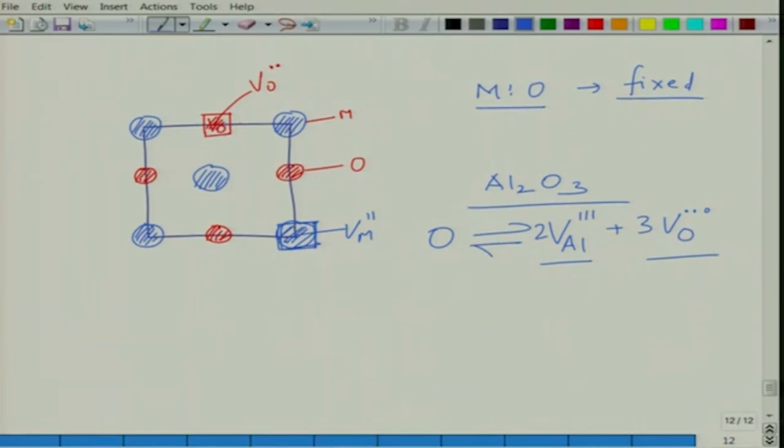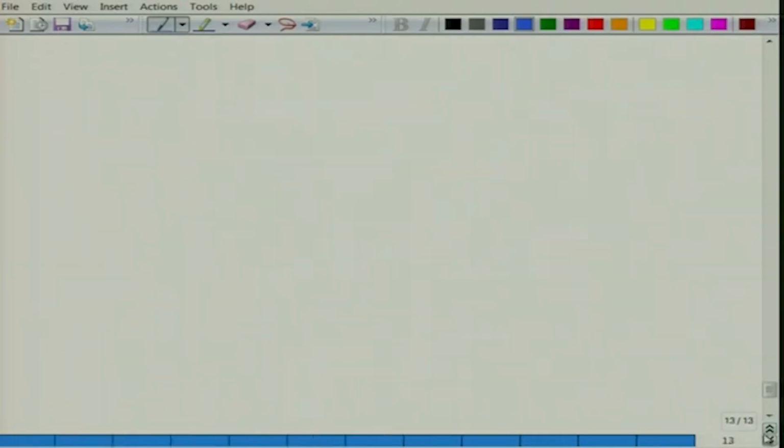So, this is called a stoichiometric defect. It does not change the stoichiometry of the system. And the materials which show this kind of defects are things like sodium chloride, magnesium oxide, Al2O3, TiO2, many of these materials show this kind of Schottky defects.